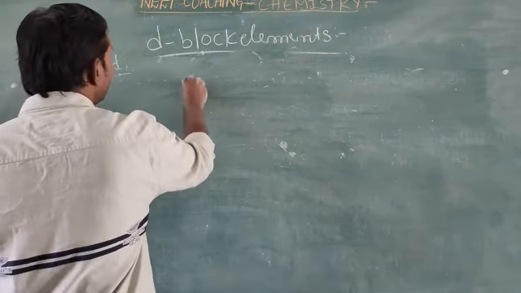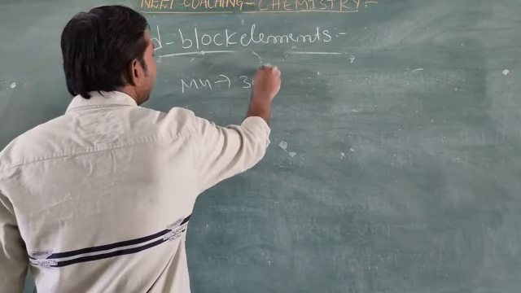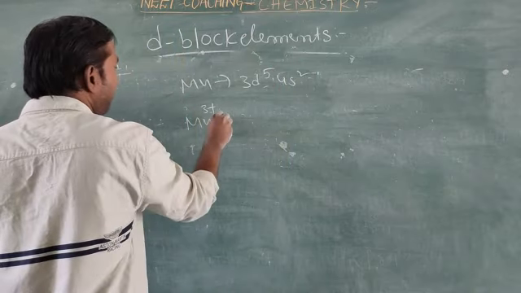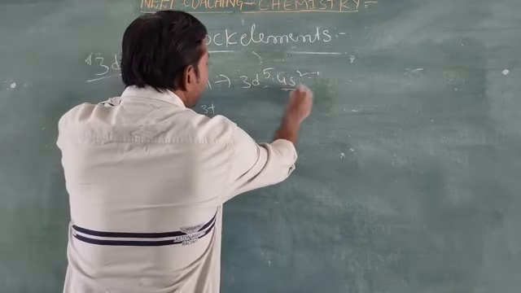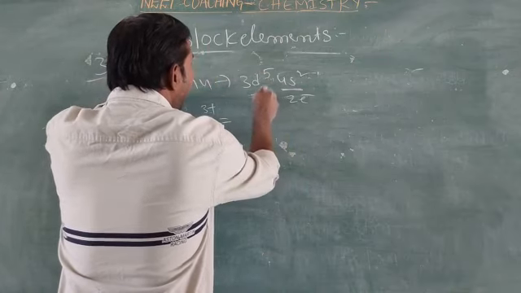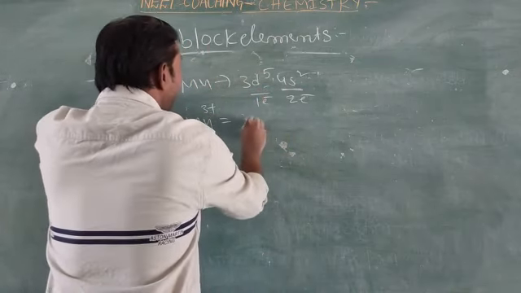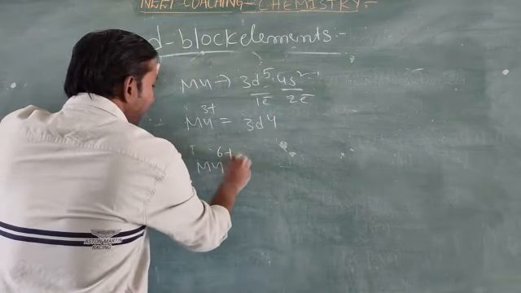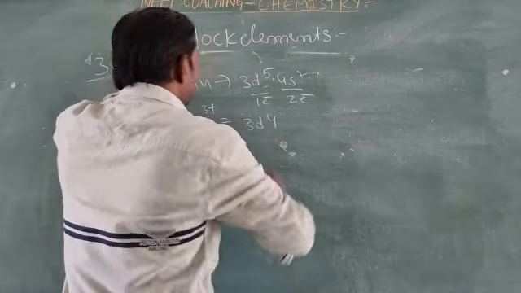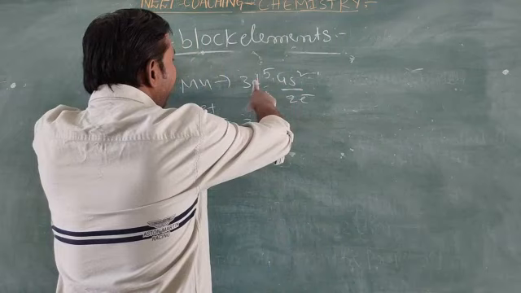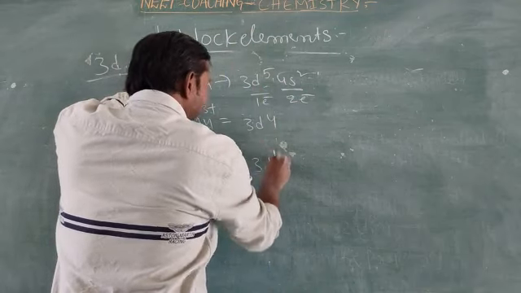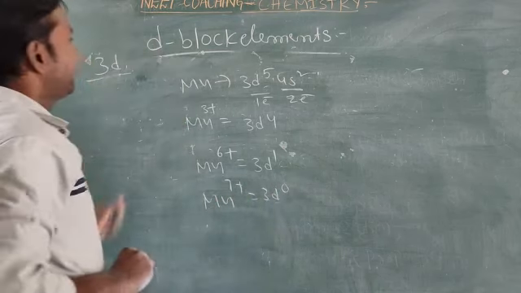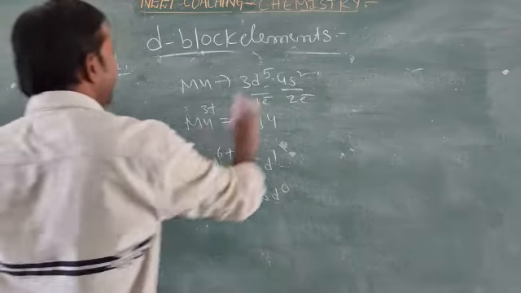For example, manganese 3d5 4s2. Suppose I want manganese 3 plus. Manganese 3 plus means 2 electrons are eliminated from 4s and 1 electron from 3d5, that means 3d4. Correct? For example, manganese 6 plus: 2 electrons from 4s, 4 electrons from 3d, that means 3d1. Manganese 7 plus, 3d0. Like that.